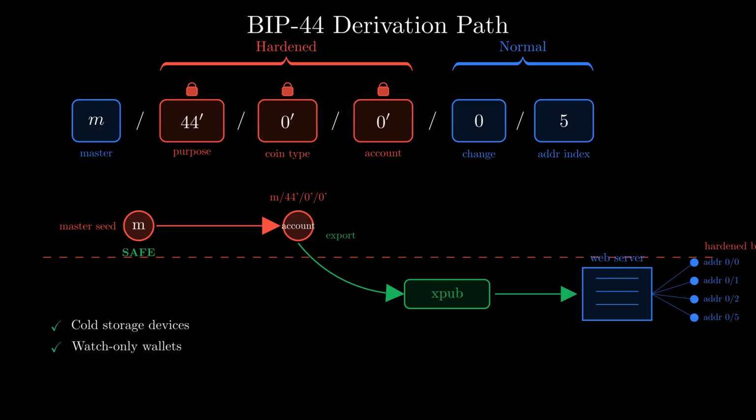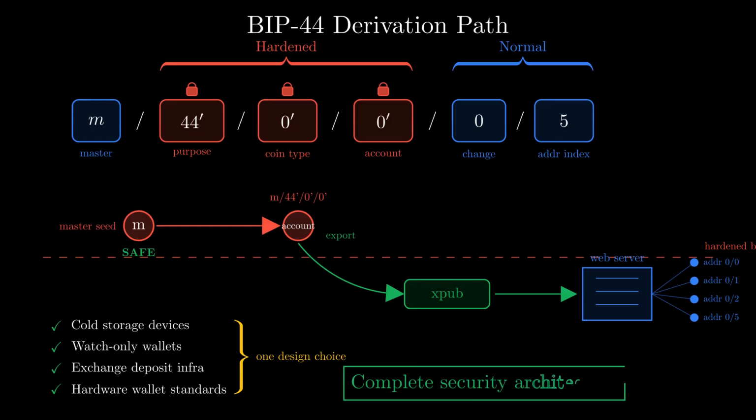Cold storage devices, watch-only wallets, exchange deposit infrastructure, hardware wallet standards, all of them depend on this single design choice. BIP-32 didn't just give us convenience from one seed, it gave us a complete security architecture.